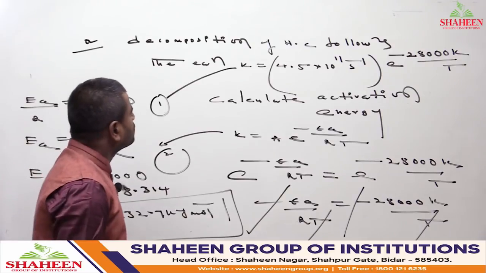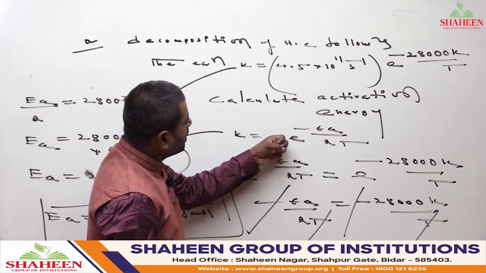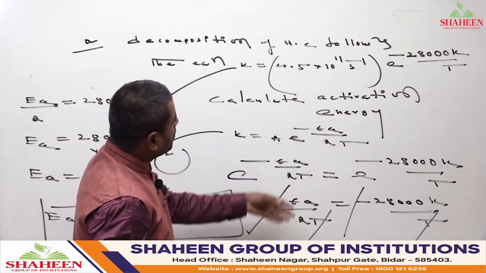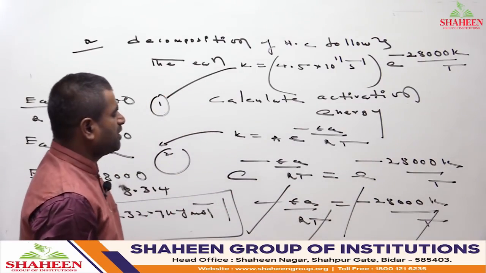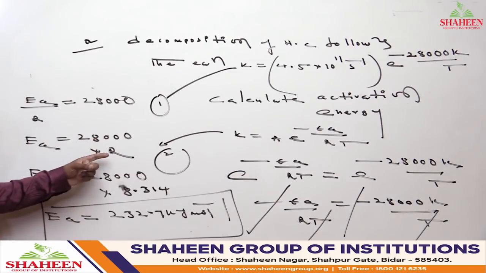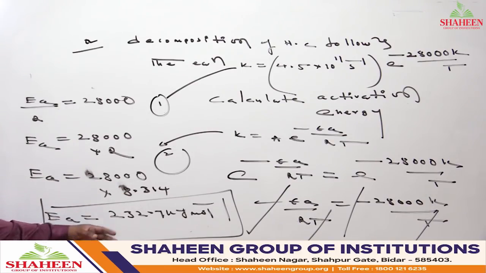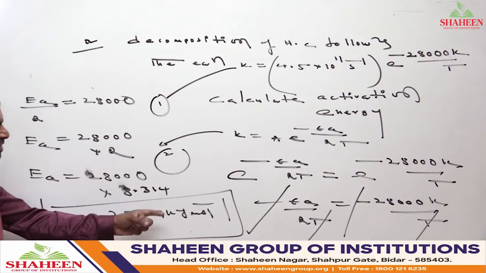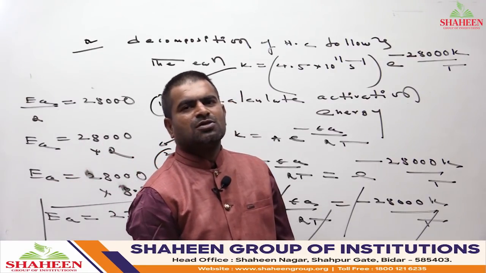Once again, listen here. I compare the given equation with the Arrhenius equation, k is equal to A into e to the power of minus Ea by RT. Therefore minus Ea by RT is equal to minus 28,000 divided by T. On both sides T will get cancelled, so Ea by R is equal to 28,000. Activation energy Ea is equal to 28,000 into R, substituting the universal gas constant 8.314. Finally we get Ea equal to 232.7 kilojoule per mole. This is the final answer. Next class we will continue from here onwards.